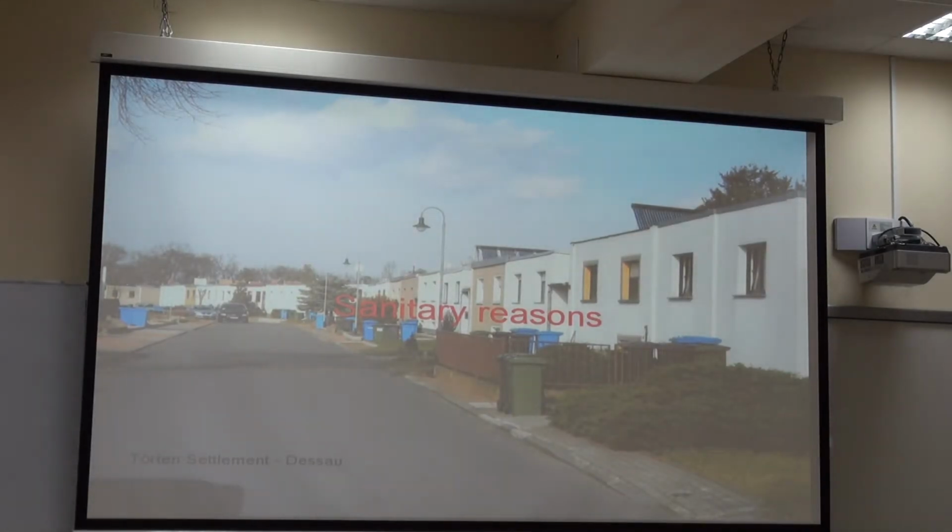To make cities, to have sanitary improvements in cities. So there was this motto of light, air, and sun, which in a way was a response to the cities that had emerged during the sort of early capitalism and industrialization. Next one.